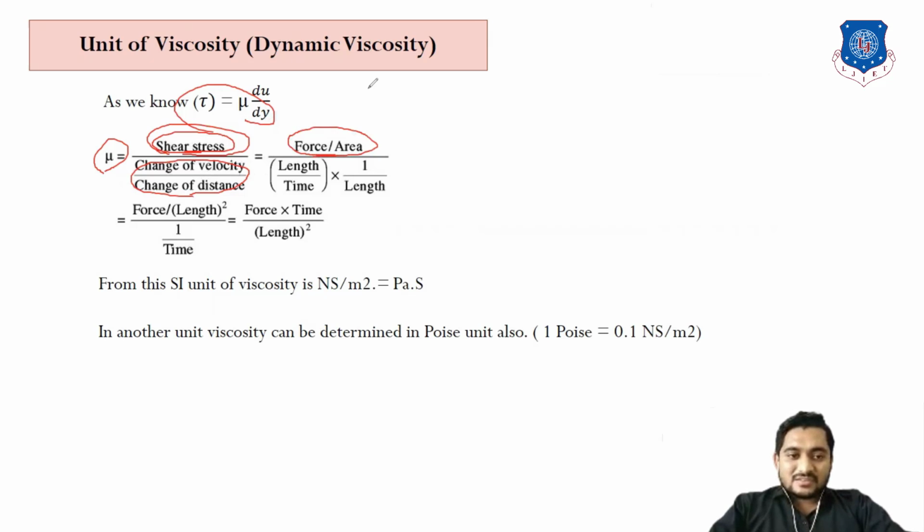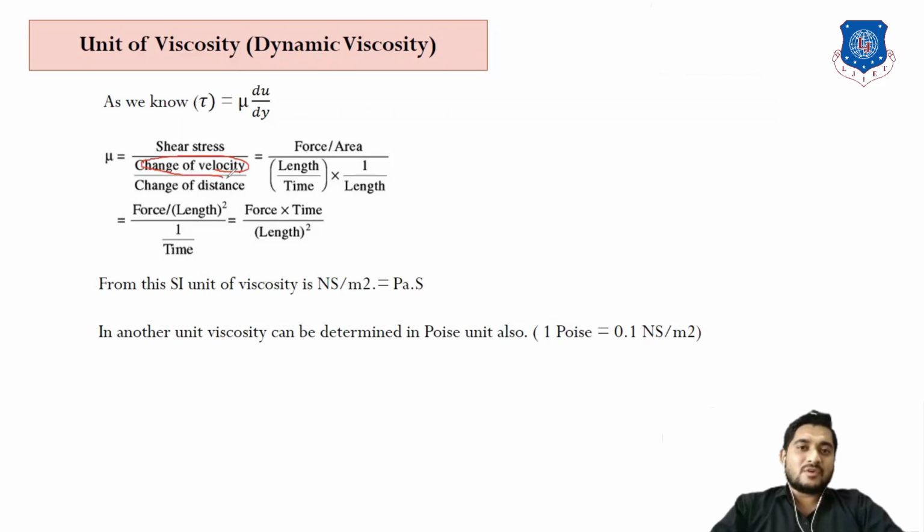Next one is velocity, change in velocity. As we know, velocity can be measured in meter per second. So here the SI unit is length by time. Next one is distance, so 1 by length. Clear? Here length and length will be cancelled out.